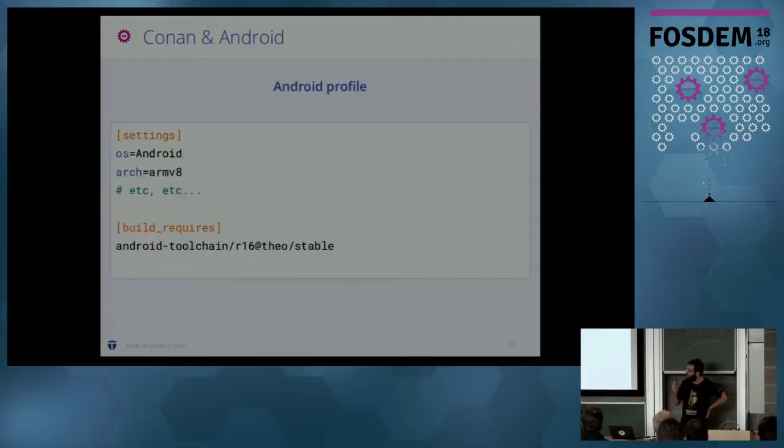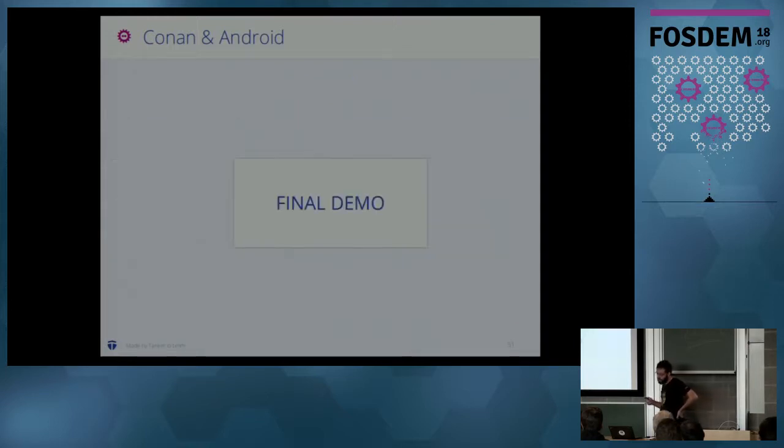So build requirements can be specified in two ways: either in the recipe, which is okay for a few packages, but here I want to use my toolchain each time that I want to cross-compile, and I don't want to add a build requirement in every recipe. So what I can do is add the build_requires section in my profile and put it there. And now, each time that I will use this profile, I will use this build requirement.